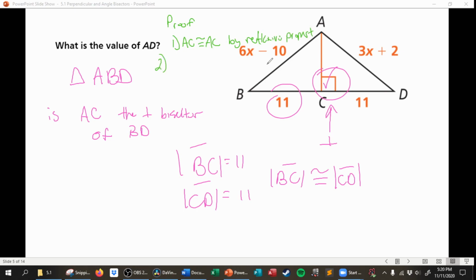Then my second one is here, angle ACB. Let's just start over. Angle ACB is congruent to angle ACD because right angles are congruent.